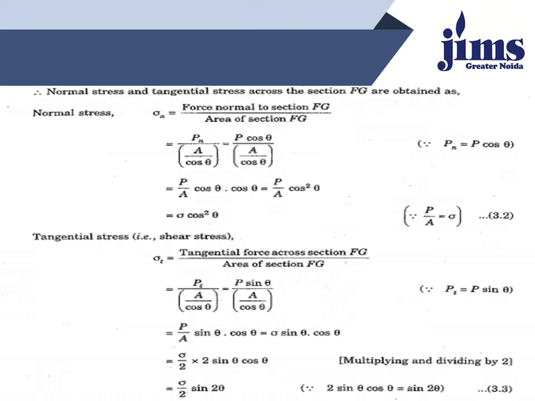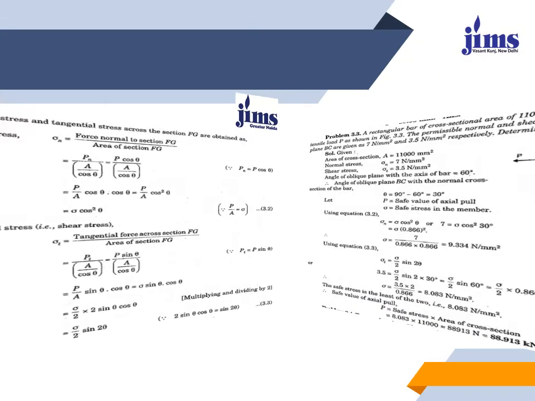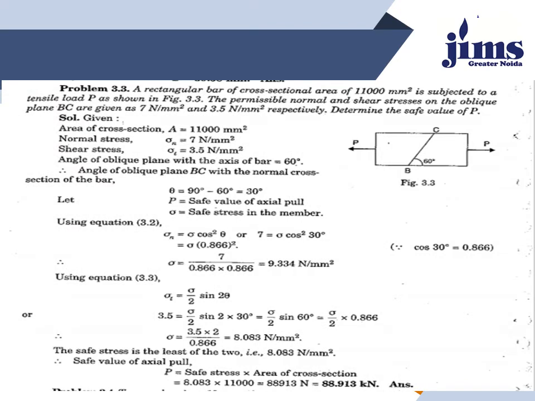The tangential stress, that is shear stress, sigma t, is equal to tangential force across the section FG divided by area of section FG. By solving this, the final expression of tangential stress, that is shear stress, is equal to sigma by 2 sin 2 theta. Now we will discuss one problem which is based on the previous discussion.